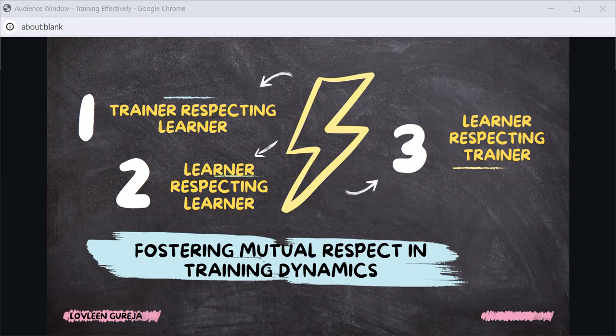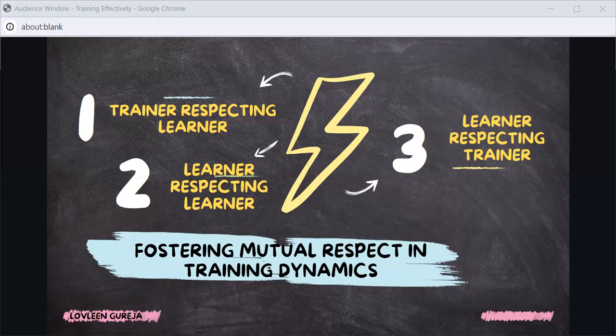Now, trainers have to respect the learner, but at the same time, the learner has to respect the trainer. Right? That's a flipped part of the script. So let's discuss how learners can show respect to the trainer. Remember, the relationship is between the trainer and the learner. And like anything else, this is also a two-way street.